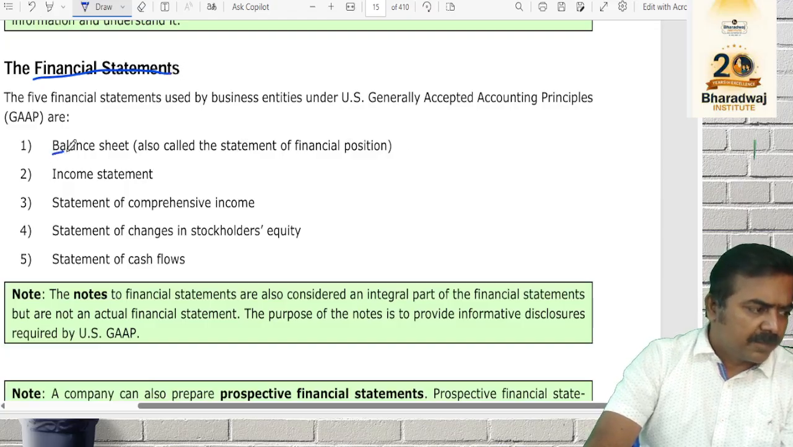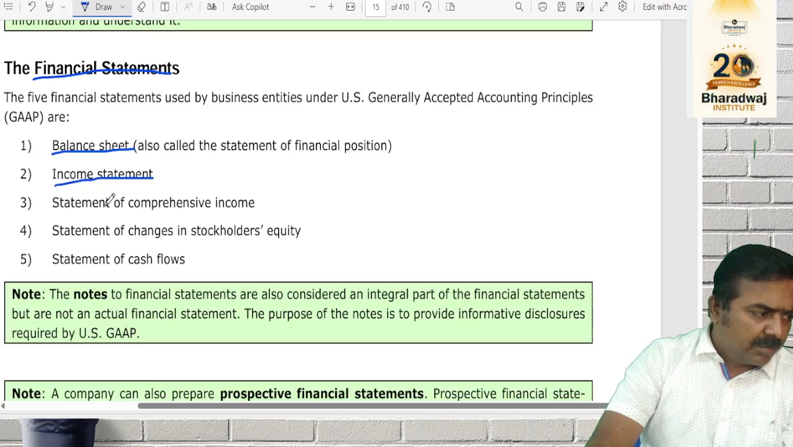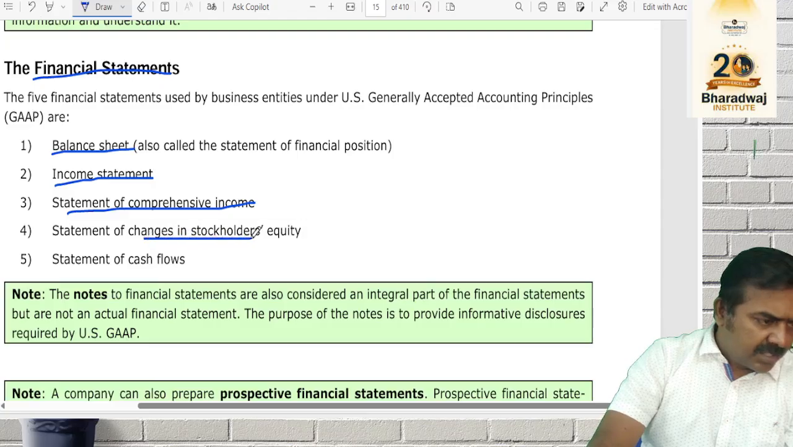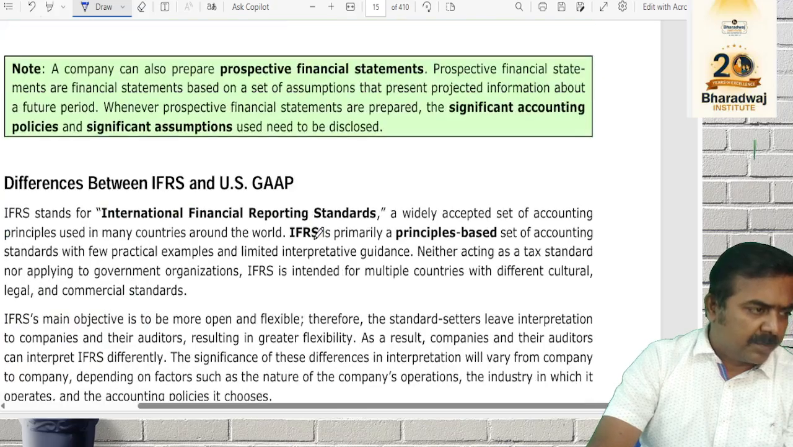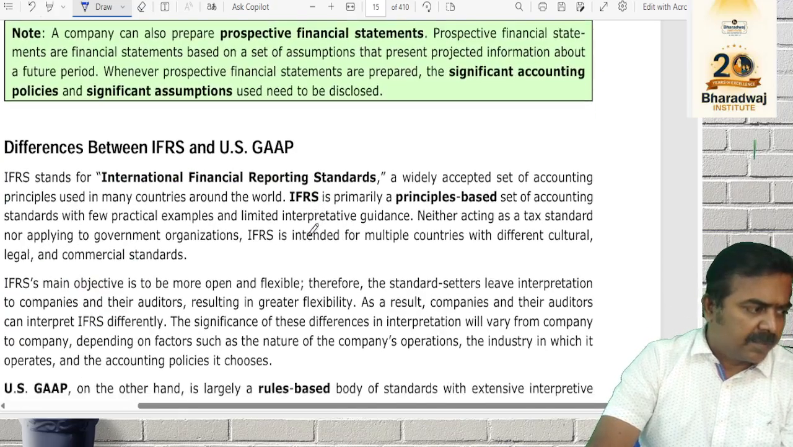As I told you earlier, the financial statement will have these components. What are the components? Balance sheet, income statement, statement of comprehensive income, statement of changes in stockholders' equity, nothing but we call it as shareholders' funds. Then preparing which one? Cash flow statement.